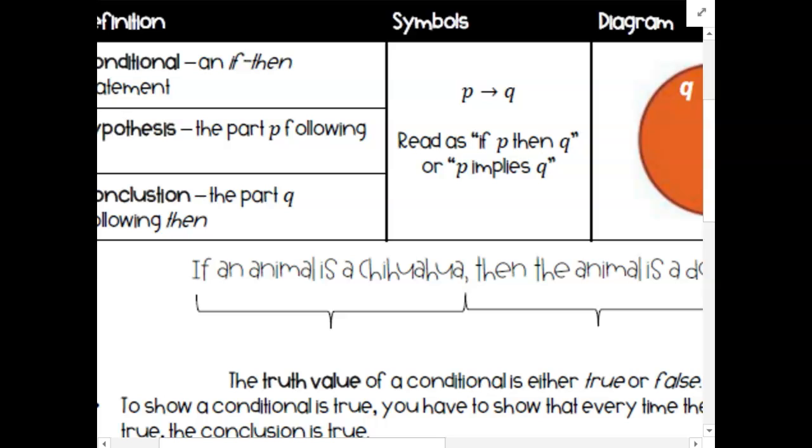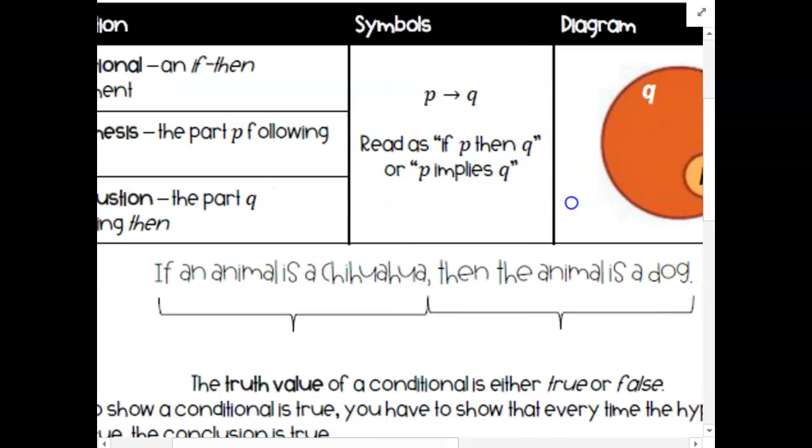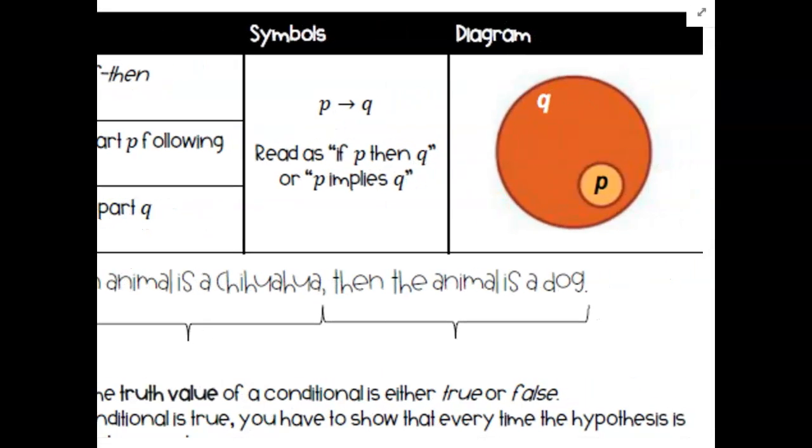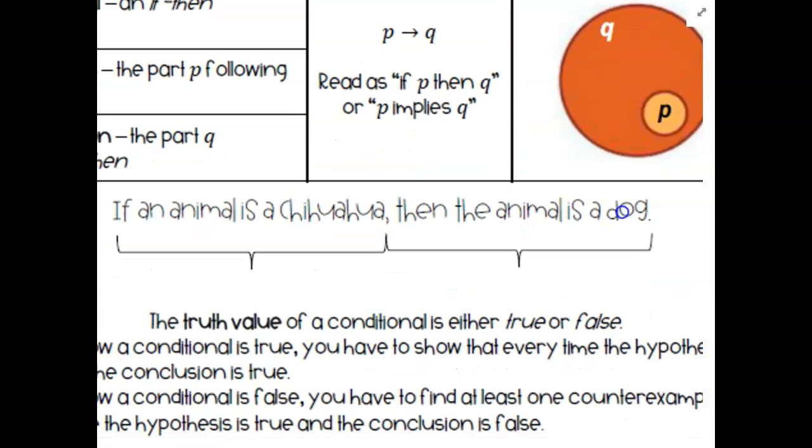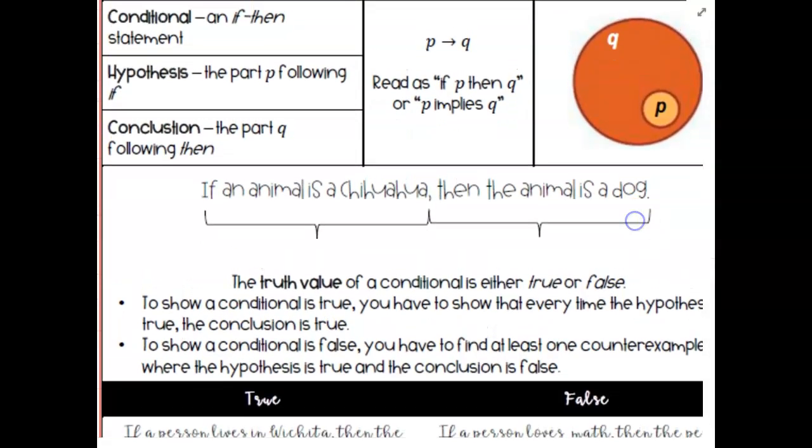But this right here where it says P and then the arrow and then Q, this is the conditional statement notation. How you read this is you say if P, then Q. If P, then Q. You can also say P implies Q, okay? And then we have this diagram here. So if P is, if you want to think of it this way, a smaller part of the larger, okay? So another example of my conditional statement here would be, if an animal is a chihuahua, then the animal is a dog.